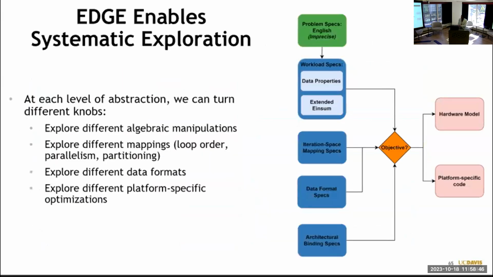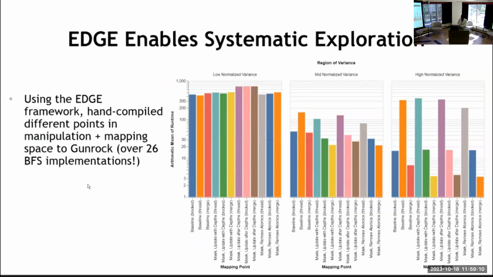And finally, extended Einsums enable us to do systematic exploration. And Changwan talked about this in his talk, where you can explore different mappings. And in our case, we also want to explore different algebraic manipulations. You can explore different data formats and explore different platform-specific optimizations. And in fact, we manually explored the space for breadth-first search and came up with 26 different BFS variations, some of which are beyond the traditional push-pull BFS. And these variations were hand-compiled to generate Gunrock GPU code, and some of them gave a speedup of over 2x compared to the traditional baseline implementation.